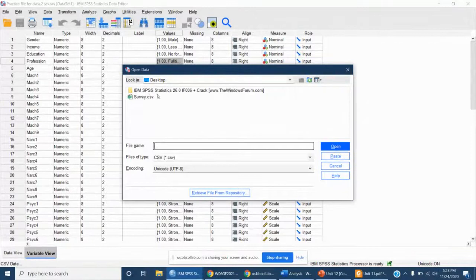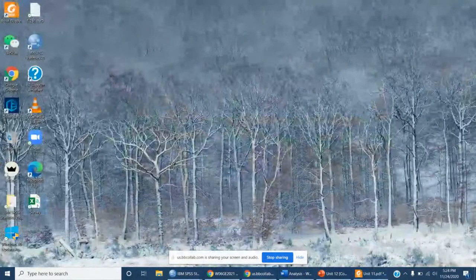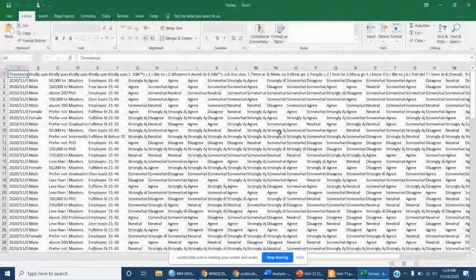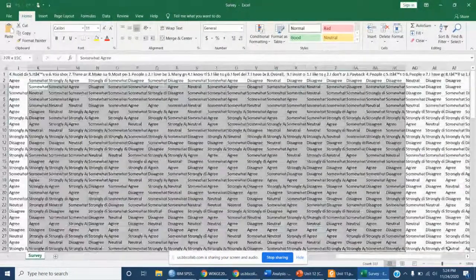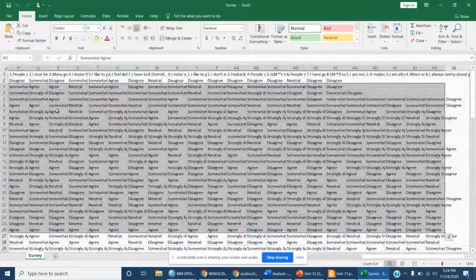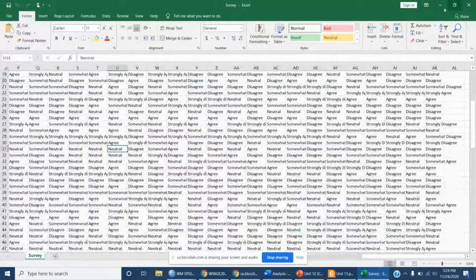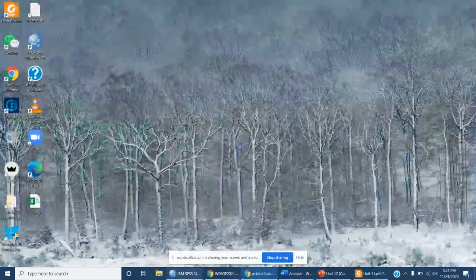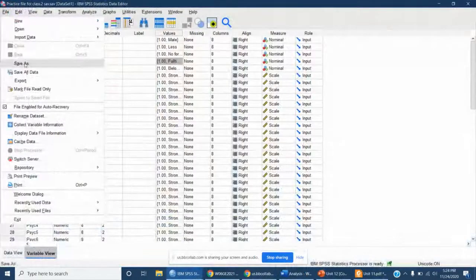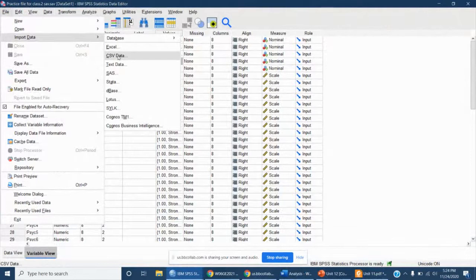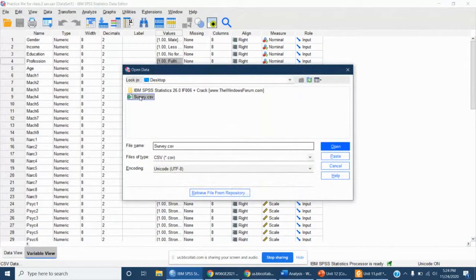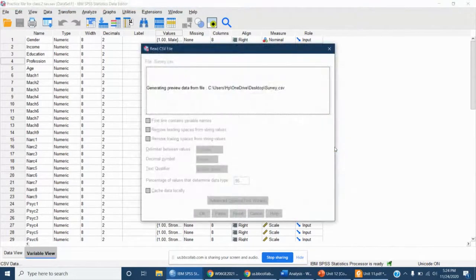My survey data is available here. Let me show you the data first. The data is very typical. This is the survey data. It is like this: strongly agree, disagree. So all the questions are in this particular form. Now I want to convert them into the SPSS version. So I will choose the file option, import data, and select the CSV data option. Click it here, open it.